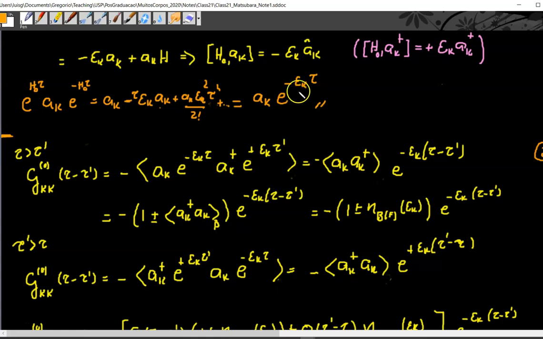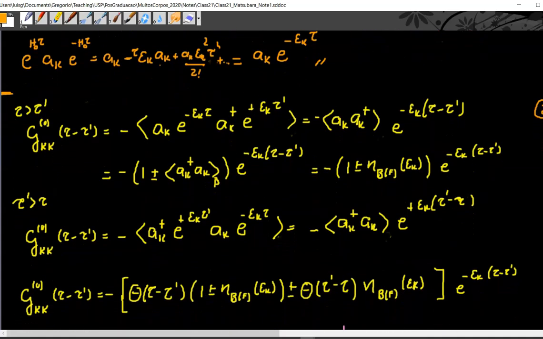But other than that, everything works pretty much the same. So when I get the A dagger, I'll have a plus sign here with tau prime. That's what's written there. Okay, so at the end of the day I'll have this minus sign times the thermal average of A_k dagger, and there's no time dependence here, all the time dependence is included here now. All right, the exponential of minus epsilon_k (tau minus tau prime). All right, and that again makes sense. It only depends on the difference between tau and tau prime.